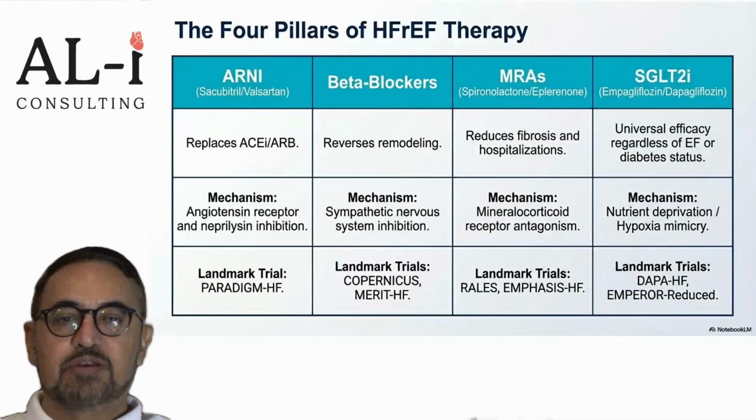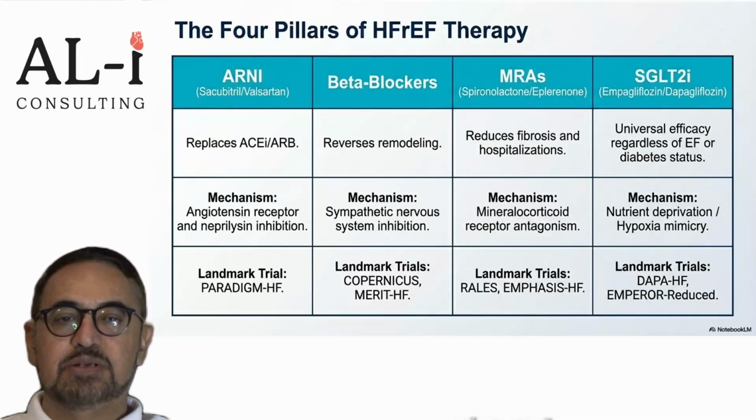The four pillars of HFrEF therapy include ARNI, most commonly Entresto, which replaces ACE or ARB, and improves outcomes by combining angiotensin receptor blockade with neprilysin inhibition. Second are the beta blockers, which blunt sympathetic activation and promote reverse remodeling. Third are mineralocorticoid receptor antagonists, which reduce fibrosis and heart failure hospitalization.